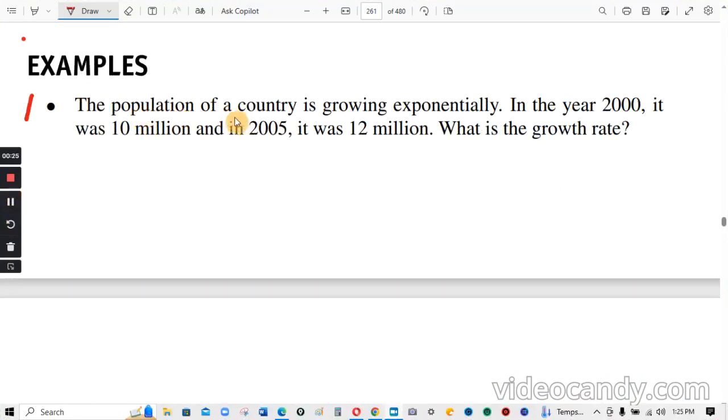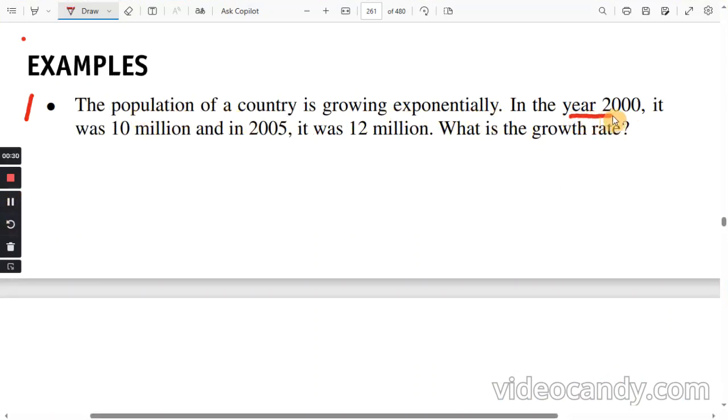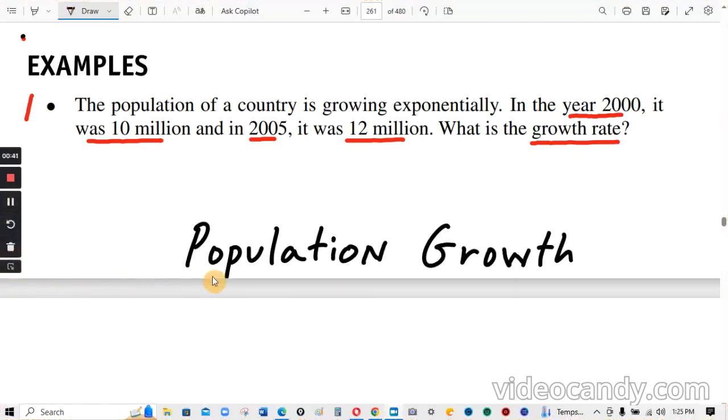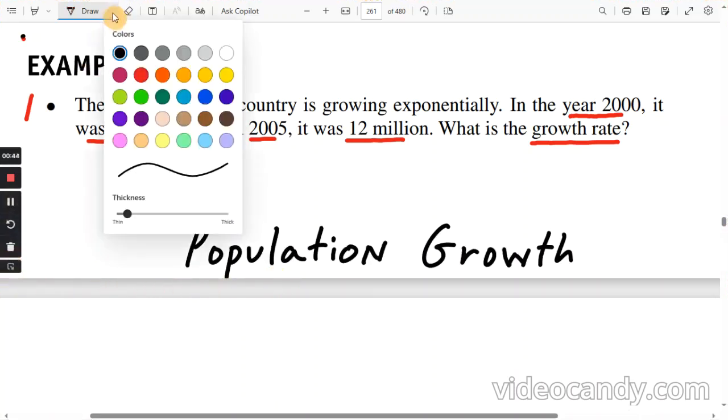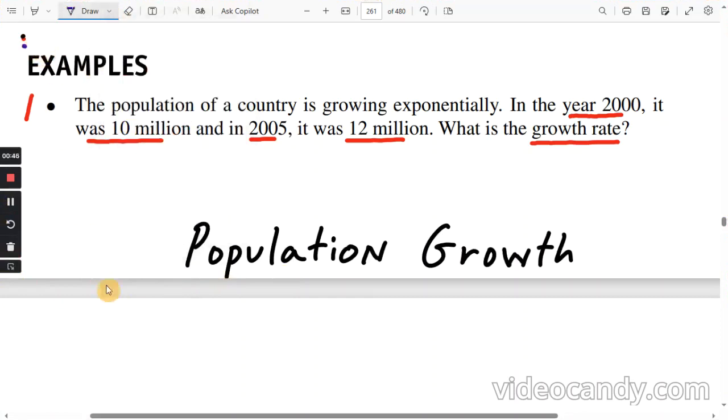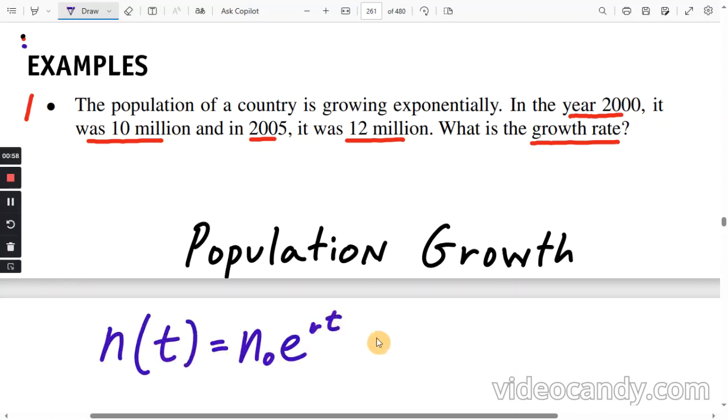Example 1, the population of a country is growing exponentially. In the year 2000, it was 10 million, and in 2005, it was 12 million. What is the growth rate? All right, so this is still a population growth, and the formula for that is N of t equals N sub 0 times e to the power of RT.